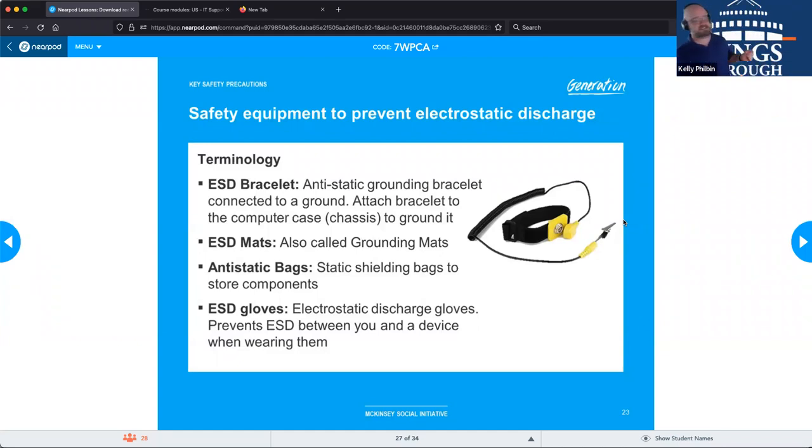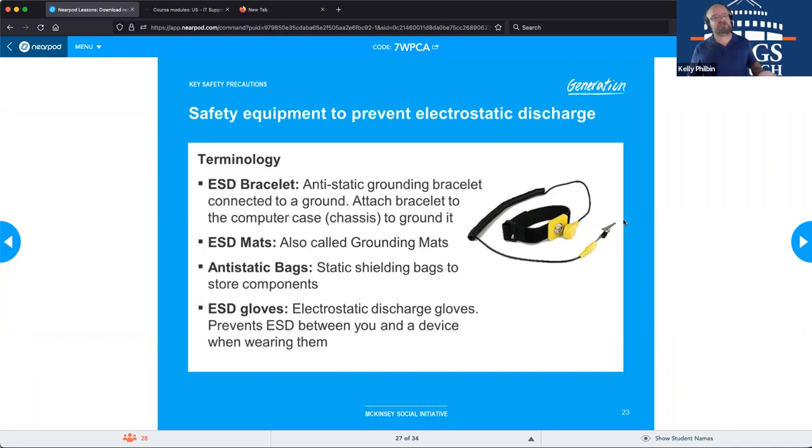They also make ESD mats that either you can stand on or you can put your equipment on. And then when you're transporting components from one point to another, you don't want to just willy-nilly throw it in your bag or just kind of carry it around. No, they have these little anti-static bags that can shield the components, that you can store them in and transport them safely. If you've ever ordered computer components online or built your own stuff, they come in these funny grayish, purplish bags. Those are great for storing and transporting stuff.